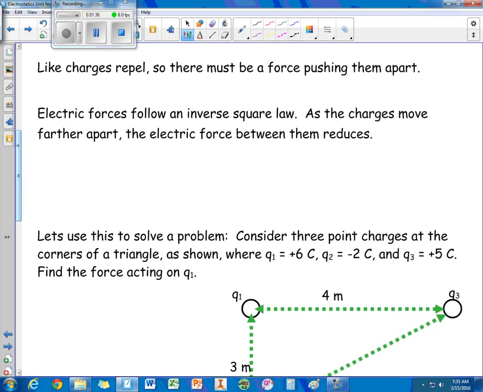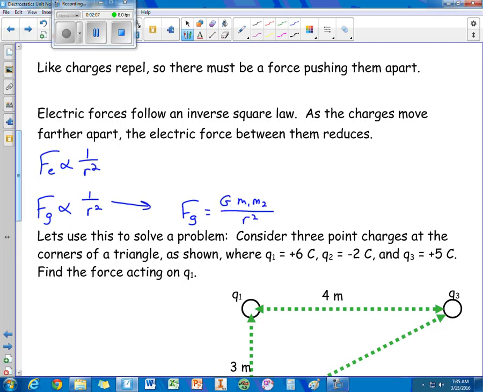Now, electric forces follow an inverse square law. So the electric force is proportional to 1 over the distance squared. We've seen this before when we talked about gravity. Gravitational forces are also proportional to 1 over the distance squared. And if you remember gravitational forces, we calculated them with our universal gravitational constant times m1, m2 divided by the distance between them squared, and then we multiply that by r hat to turn it into a vector.